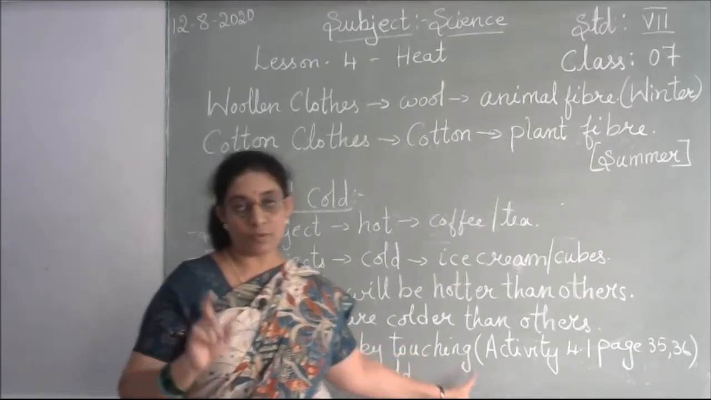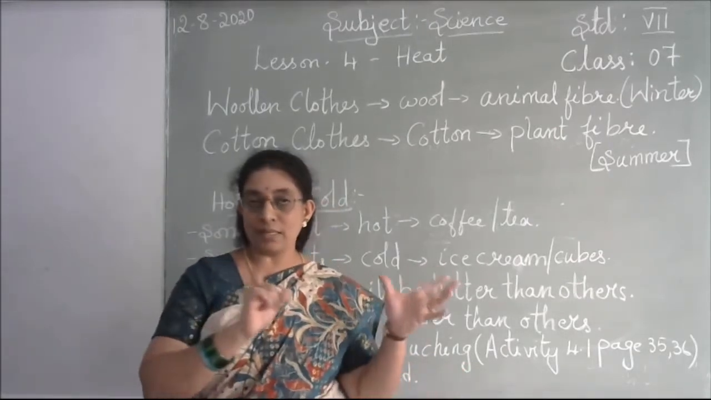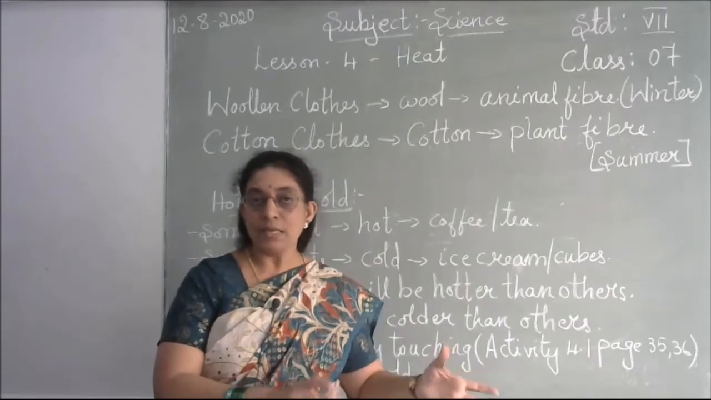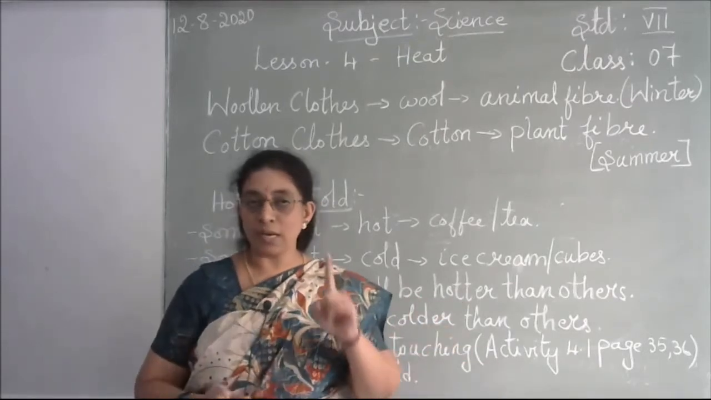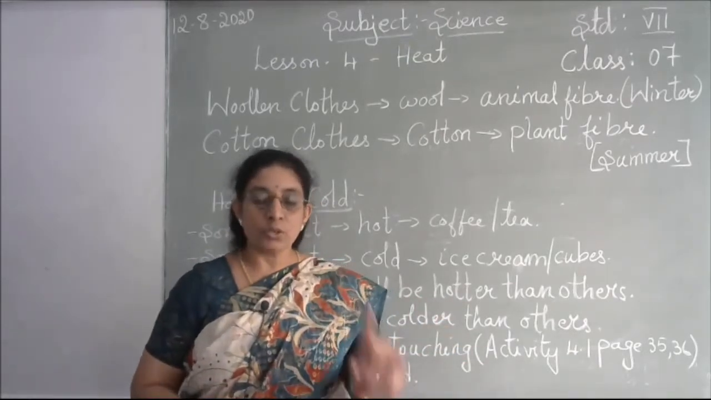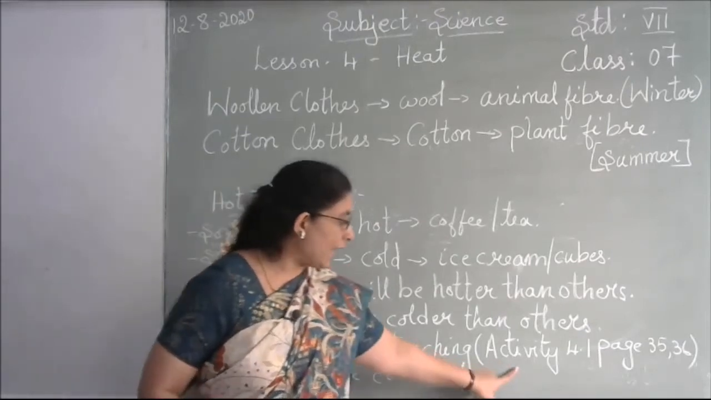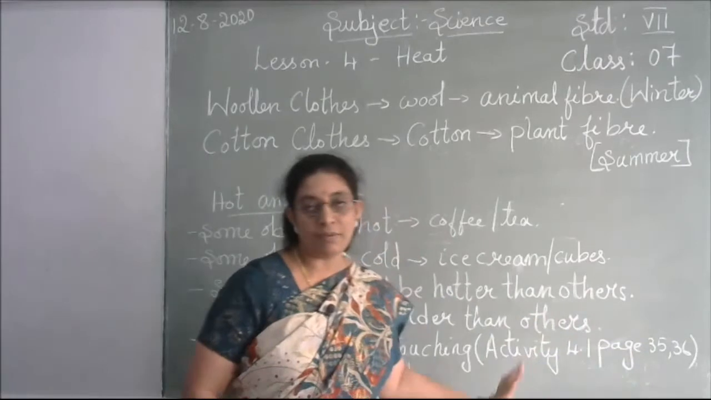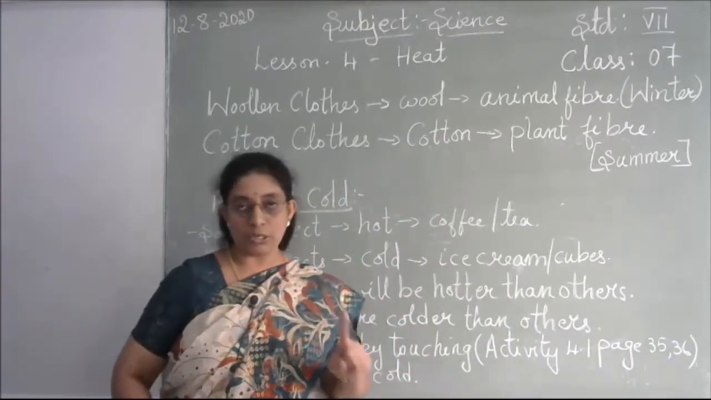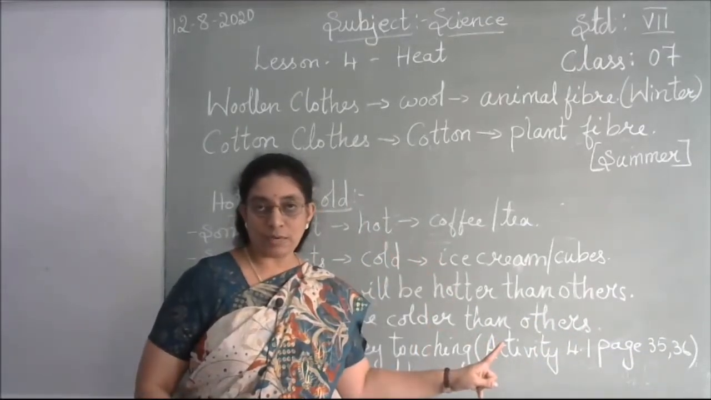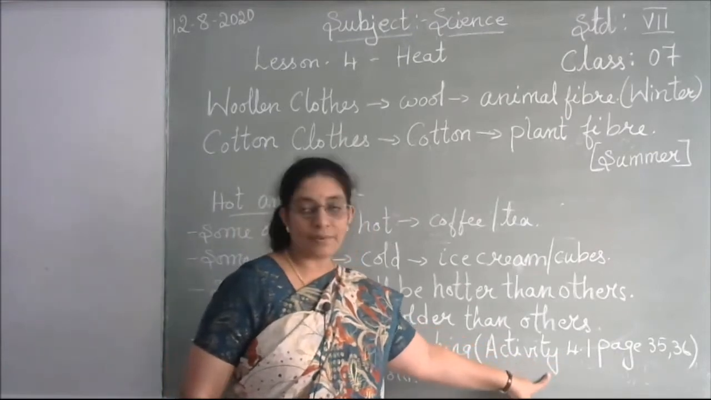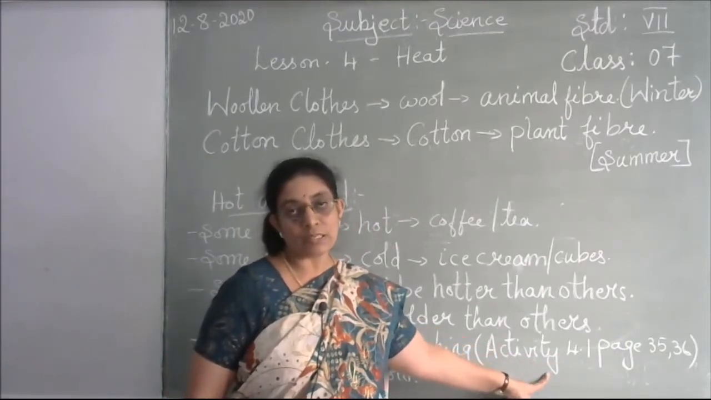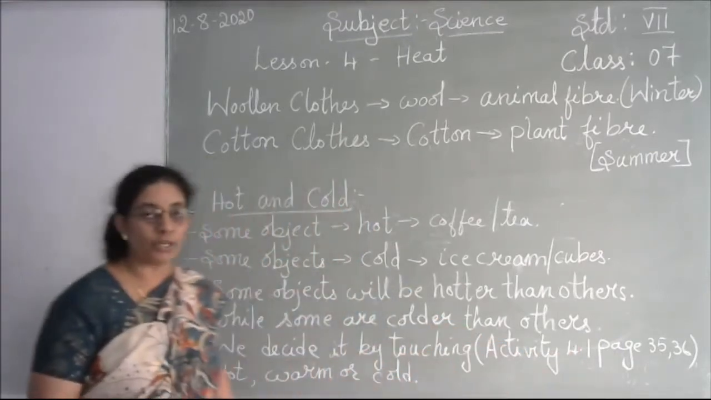So we decide by touching whether the object or item is cold or hot. For that you have to refer to activity 4.1. It is on page number 35 and 36. So take out your readers, open to page number 35 and 36, and you can refer to the activity given there, activity 4.1.